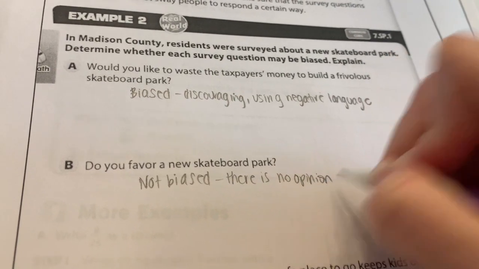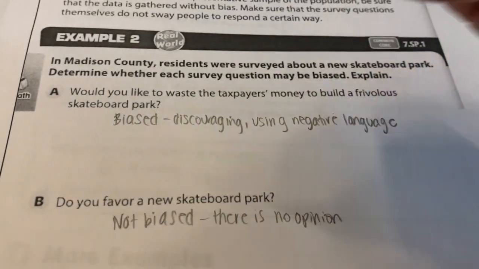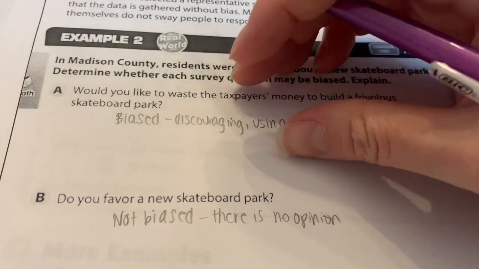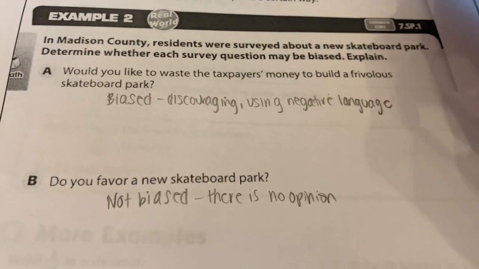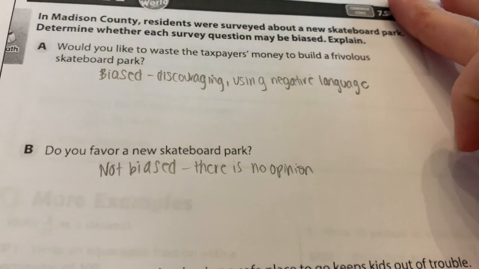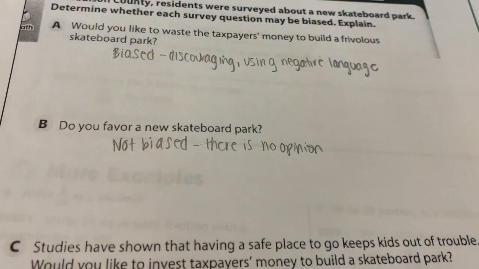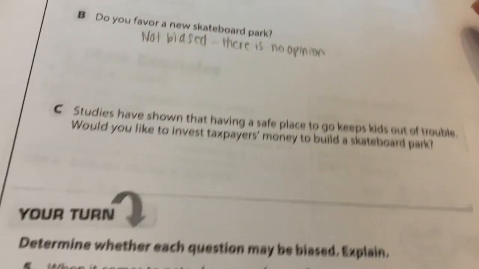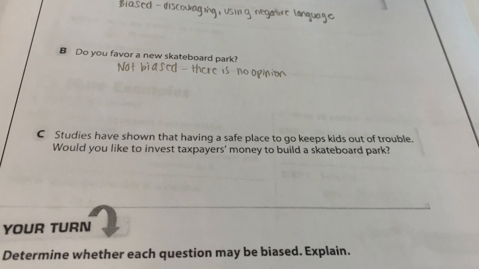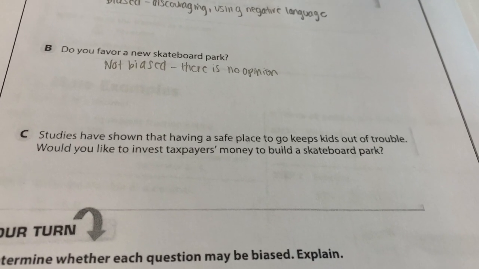So sometimes you can sense what the opinion is behind the question. So here, saying, would you like to waste the taxpayers' money? I mean, that's expressing the opinion of the person who's asking the question. The opinion being that it's a waste of money. In this example, there's no opinion at all. So do you favor it or not? Simple question. Okay, finally, C: Studies have shown that having a safe place to go keeps kids out of trouble.